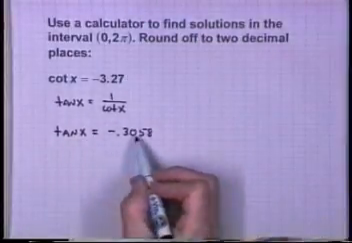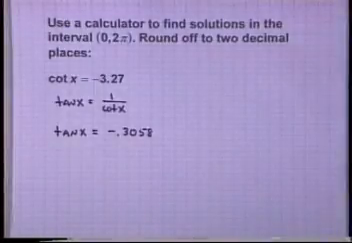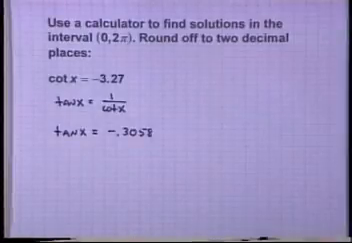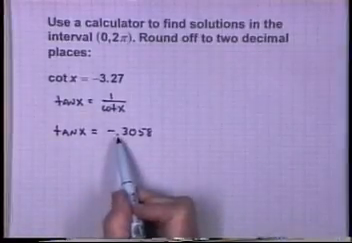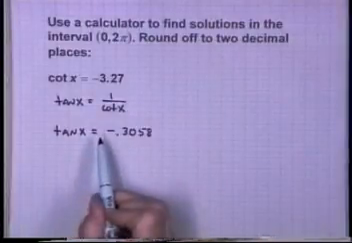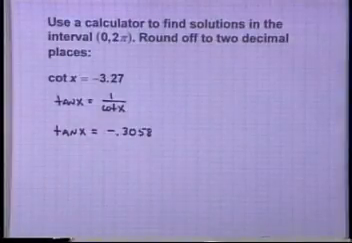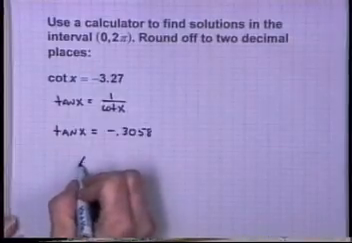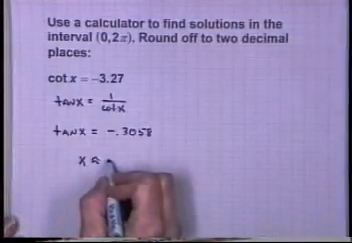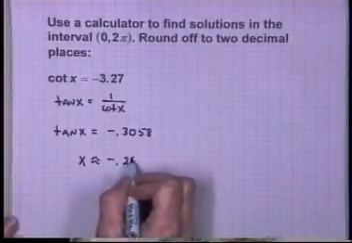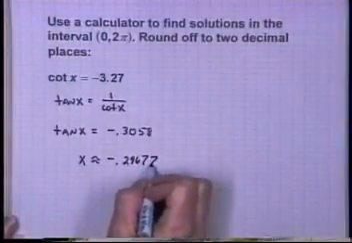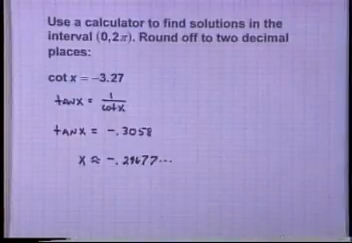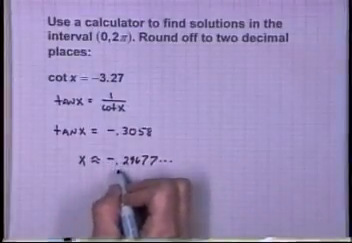Now that I have the tangent is this number, I'm going to do the inverse tangent of that value. Now we're going to have to be careful here because notice we're entering a negative number and doing inverse tangent. Recall the inverse tangent function had a restricted area between negative pi over 2 and positive pi over 2. My calculator is saying x is approximately negative 0.29677. It's got some more digits there that I'll not write down.